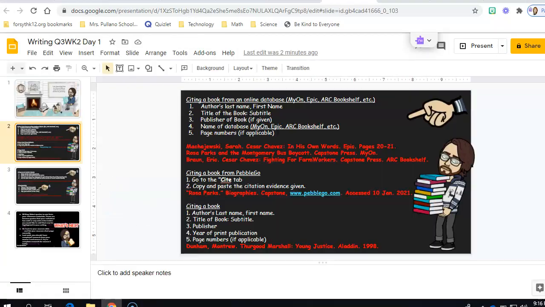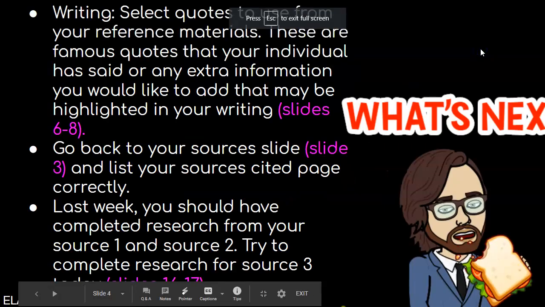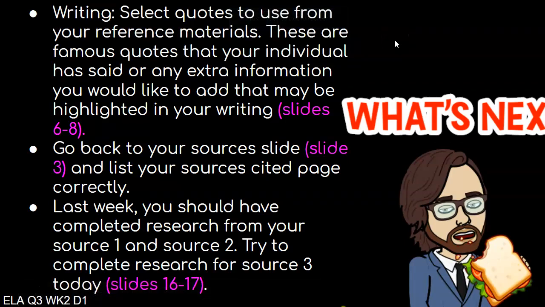The other thing I want you to look at is what we're being asked to do today: you are going to also add some quotes from your research. If there is anything that is a famous quote that your person said that you think might be powerful or impactful, add that to slides 6 through 8, whether it's source 1, 2, or 3. And then also go back to the source slide where you got your information and use these slides today to beef it up, to fix it, to make it correct and actually list it.